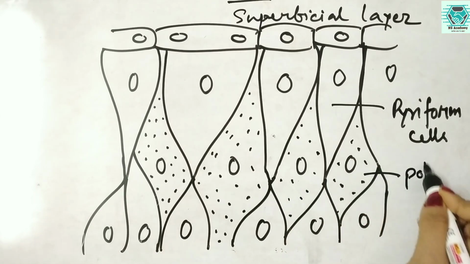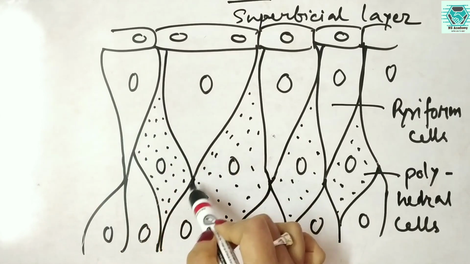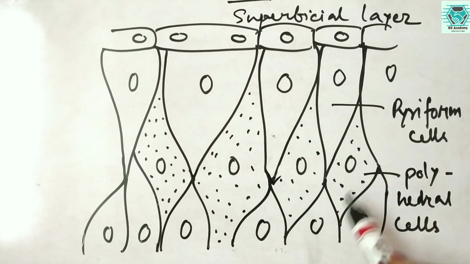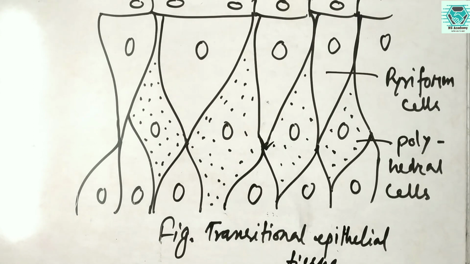These polyhedral cells remain packed in between the pointed ends of the pyriform cells. We can easily see that in between the pointed ends of the pyriform cells, these polyhedral cells are found. So these are the different cell distributions in the layers of the transitional epithelial tissue. This figure is the diagram of the transitional epithelial tissue.